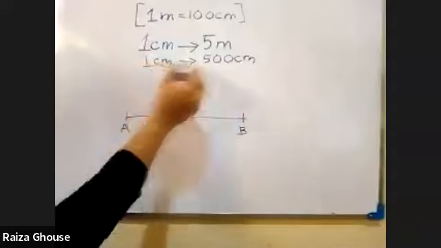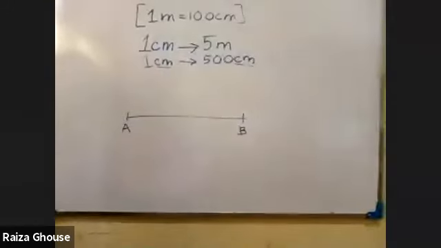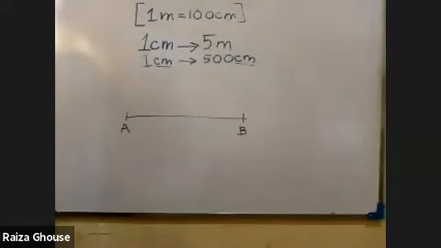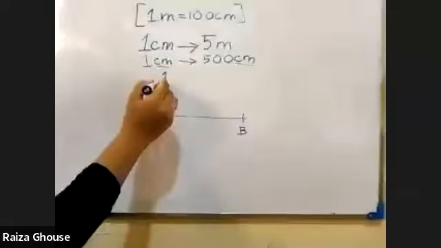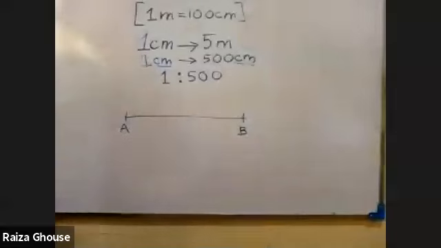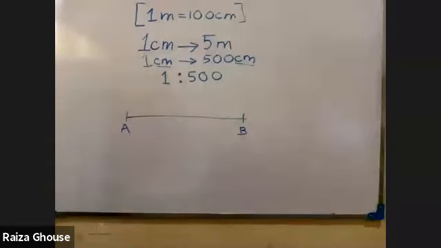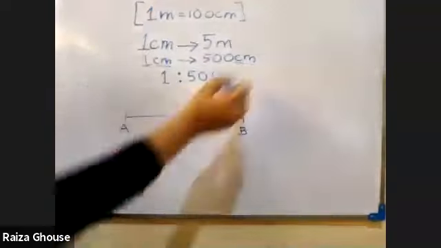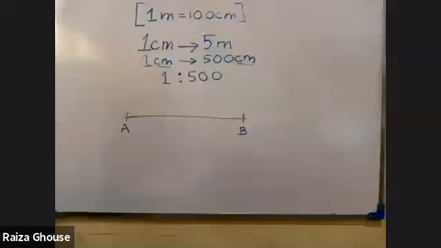Now can you see the units are the same? When the units are the same, you can represent that in the form of a ratio, 1:500. So this 1:500 is the scale that we can use. This is the way of writing a scale. Is that clear for everyone?